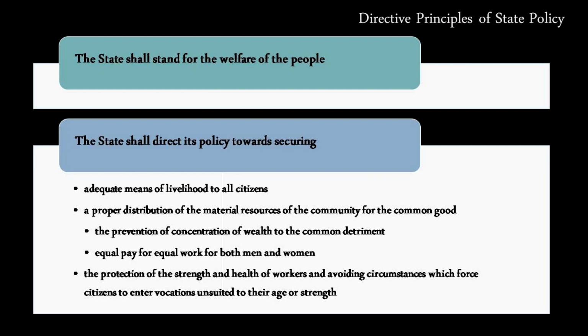Some directive principles of the state policy, to give you an idea, are: the state shall stand for the welfare of people. The state shall direct its policies towards securing adequate means of livelihood to all the citizens, a proper distribution of the material resources for the community of common good, the prevention of concentration of wealth to the common detriment, equal pay for equal work for both men and women, the protection of the strength and health of workers and avoiding circumstances which force citizens to enter vocations that can be unsuited for their age and their strength.